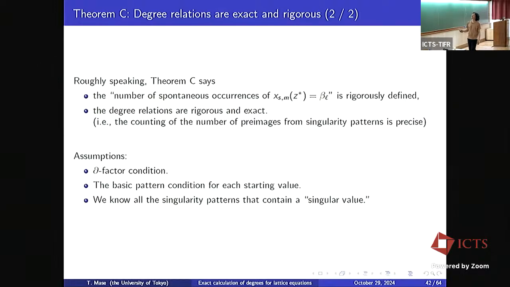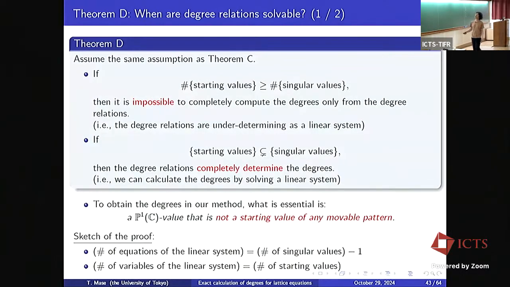Okay. And theorem D. When are degree relations solvable? If the number of starting values is equal to or greater than the number of singular values, then it's impossible to solve the degrees. So the degree relations are underdetermined, so there are a lot of solutions. If the starting values are all contained in the singular values, then we can solve the relations.